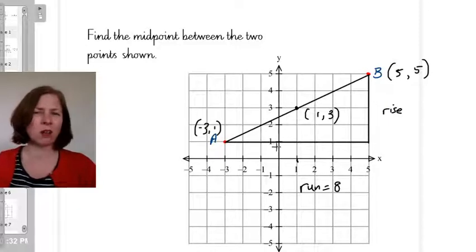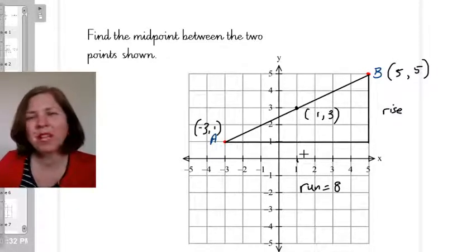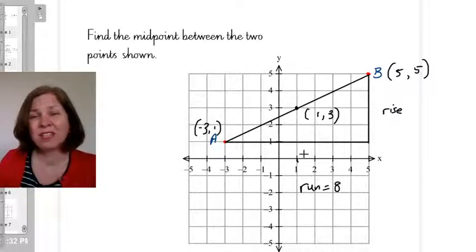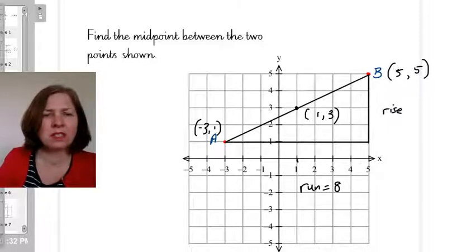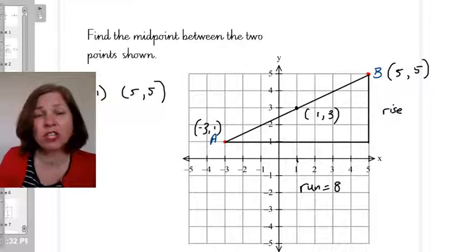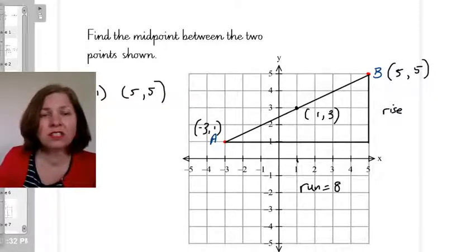Now that's all very well when I've got a grid, but eventually we'll be doing this without a grid. In fact, without even a Cartesian plane. So I need to just be able to think of the numbers -3 and 1 and 5 and 5. So to find the x value, which was the middle, I once again just found the average of the two x values. So to find the average, remember, you add them together and divide it by 2.